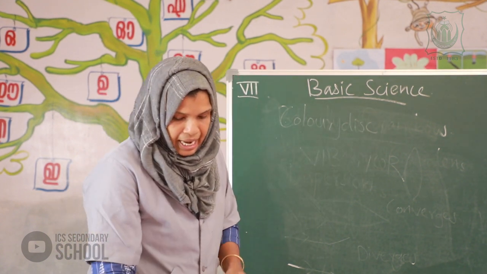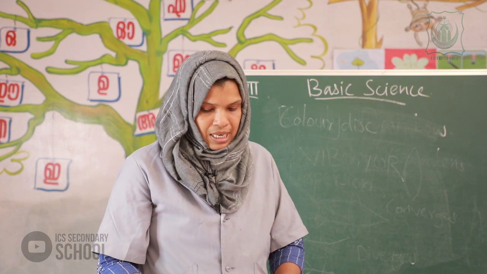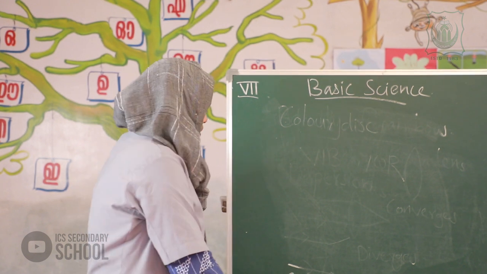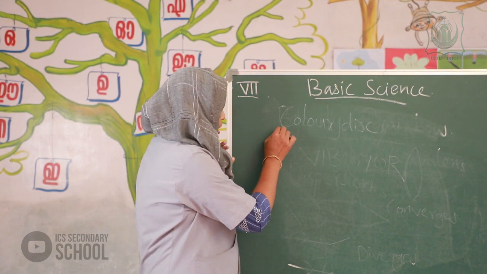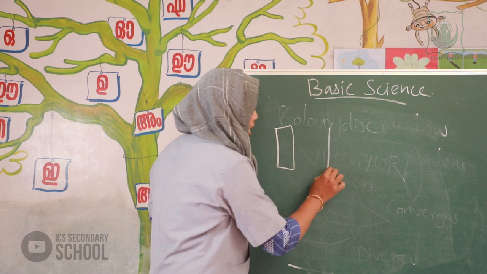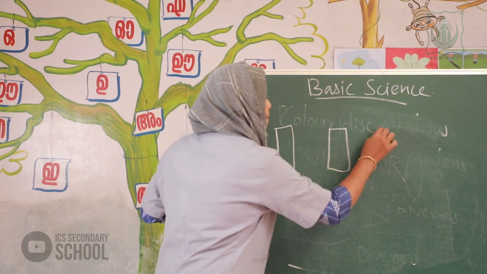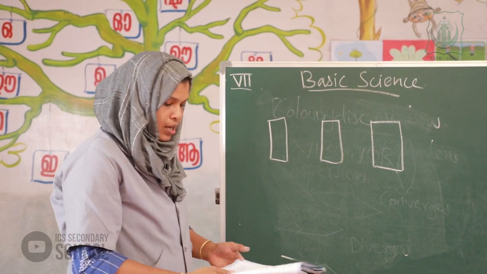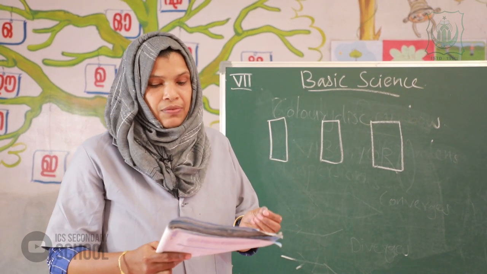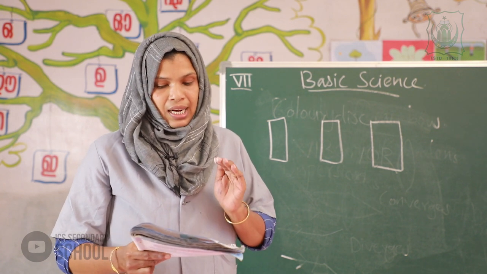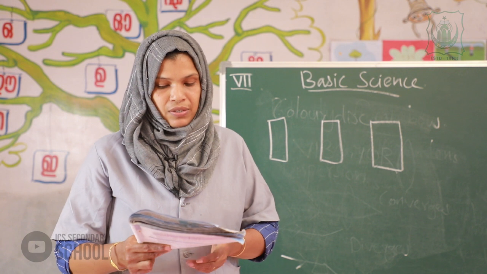Next question. Three transparent objects are arranged in the path of a light beam. Which is the correct statement about them?